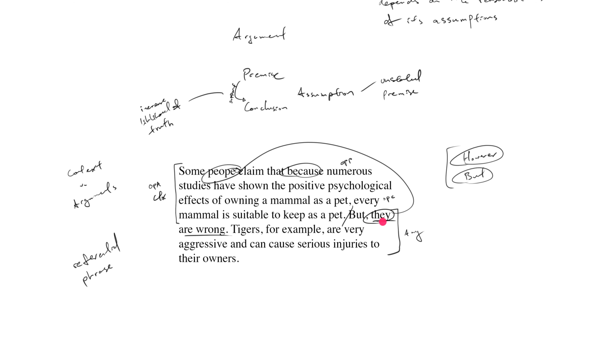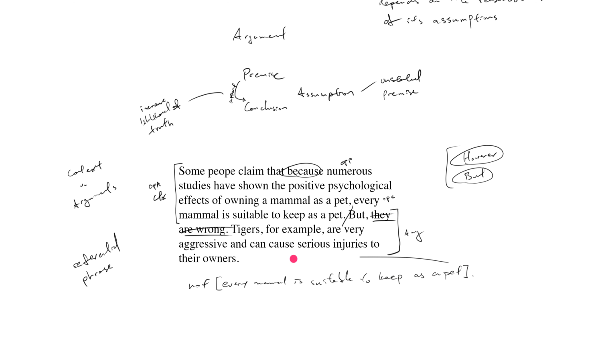Here, to flesh out this referential phrase, quote unquote, they are wrong, what we're really saying is not every mammal is suitable to keep as a pet. This is the fully fleshed out version of these three short little words, they are wrong. So at this point, I want to talk about why referential phrases are used. And you can see that one of the reasons is for efficiency.